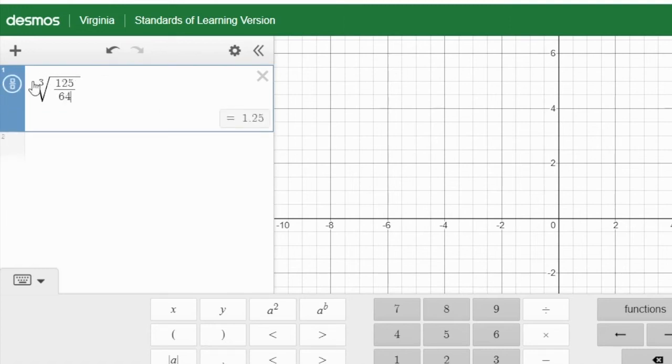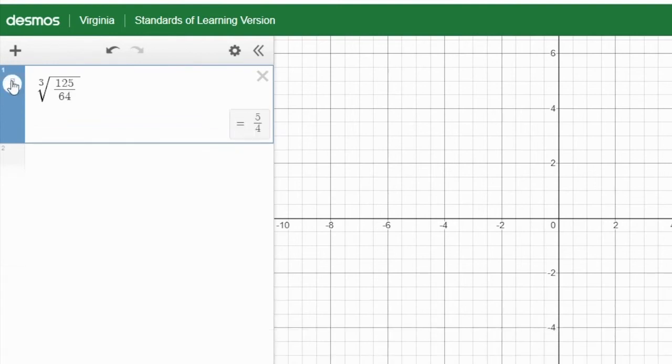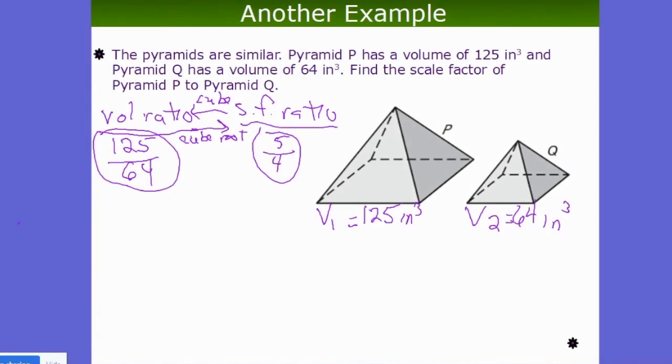I personally like working with the fraction so I can set up a proportion. And Desmos is really nice. Right next to this, there is a box over a box. That means turn that number into a fraction. And it only shows that if you can do that. It's 5 over 4. So use that calculator if you don't remember your cube root so well.